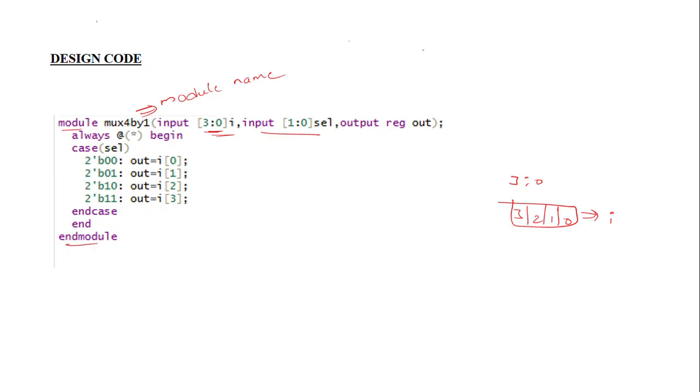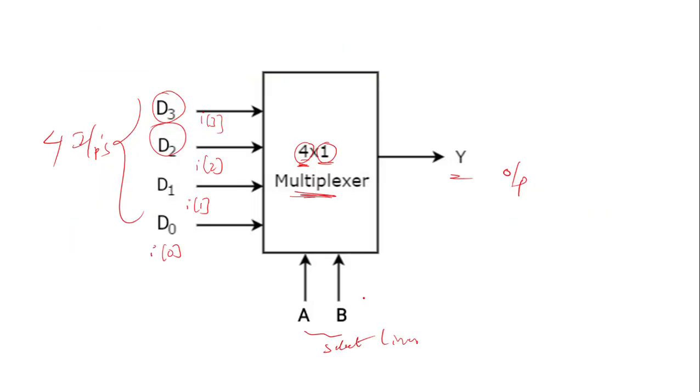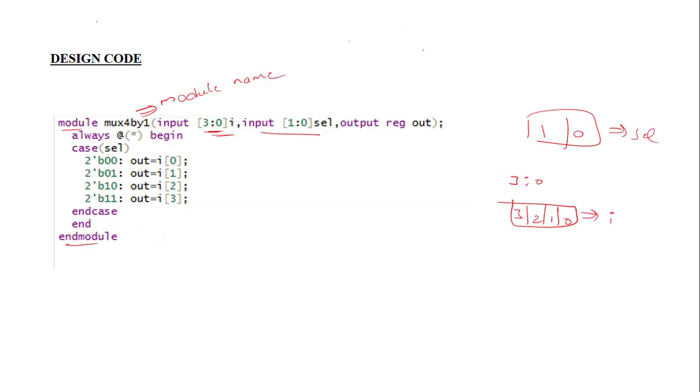How do you write the 2 select lines? 1 down to 0 is nothing but 1, 0, two indices. So it is our select line. In this diagram we represented it as AB, but in the code I represented it with a select variable, sel. So what is our output? The output is our Y, and here I represented it with out. So we have 4 inputs, 2 select lines as inputs, and 1 output.